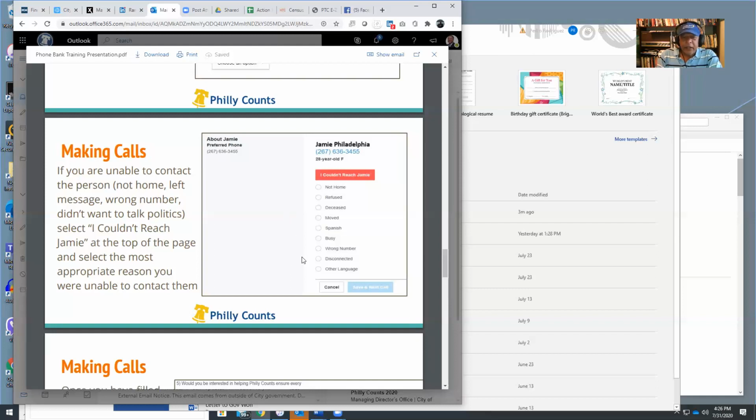Another time you're going to find someone who speaks another language, doesn't speak English well. Try to figure out if it's Spanish or another language. You click one of those, and one of the people who are bilingual will call that person later.